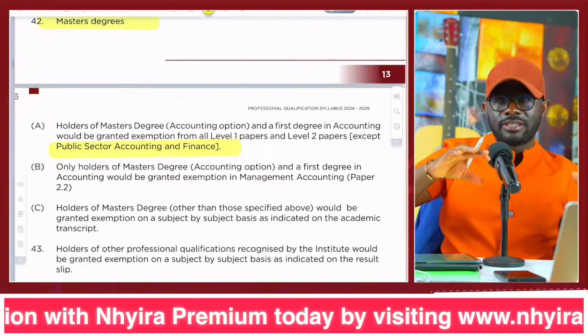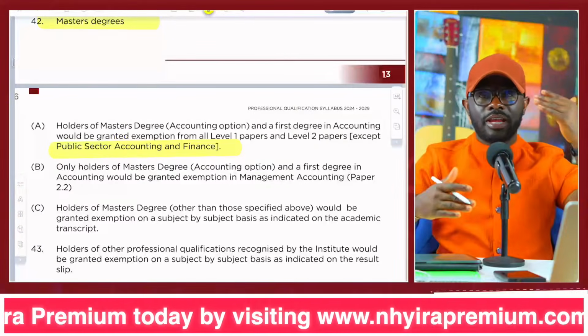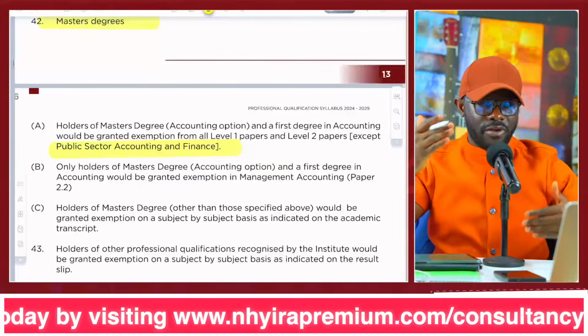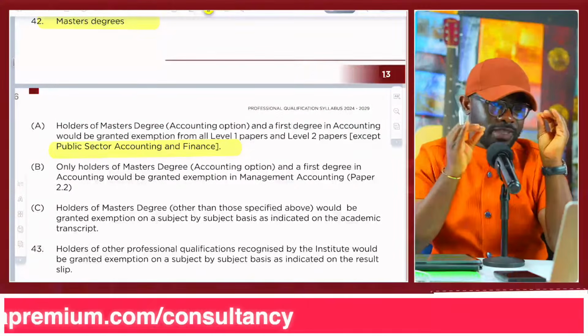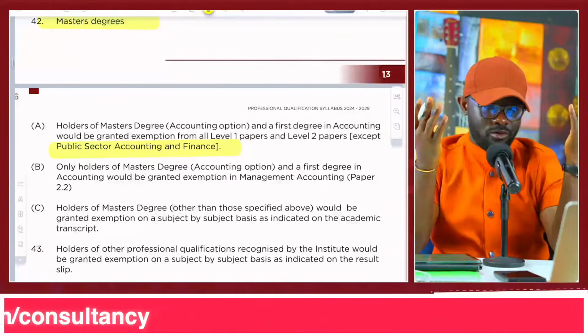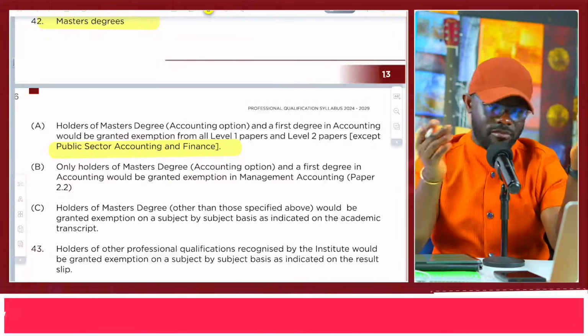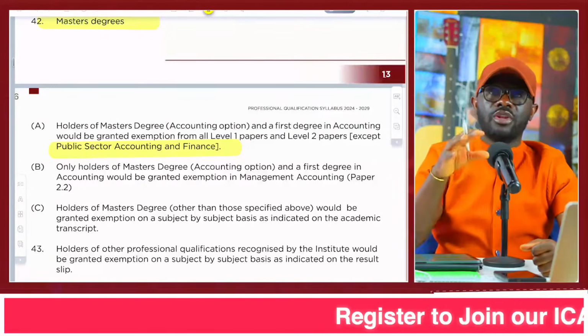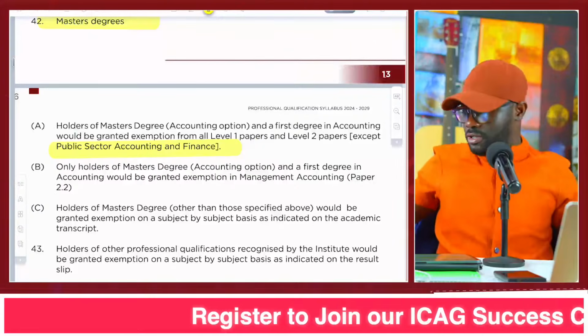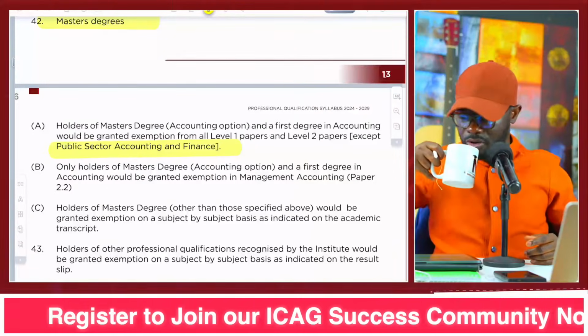So these are the alternative options, modes of entry available for the ICAG. The question is, what is your mode of entry? Number 1. And then number 2, what are you going to do to put yourself in the position to pass the examination? That's all.